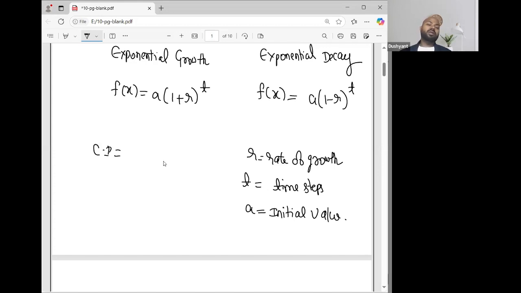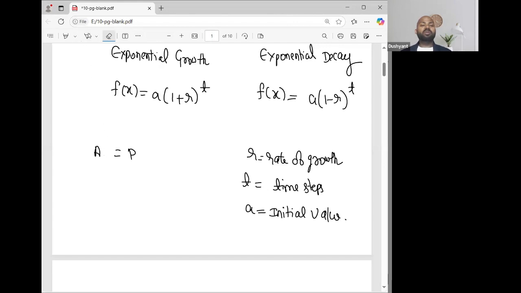If you relate this formula, that's the amount in compounding annually, the amount equals P times (1 plus r) to the power of n. You have seen this formula. So P is the principal, then rate and time are the same thing here. So f(x) equals a(1 plus r) to the power of t. Similarly, for decay, it will be a(1 minus r) to the power of t. That's very similar to the compound interest formula. So you can keep in mind that r will be the rate of growth.